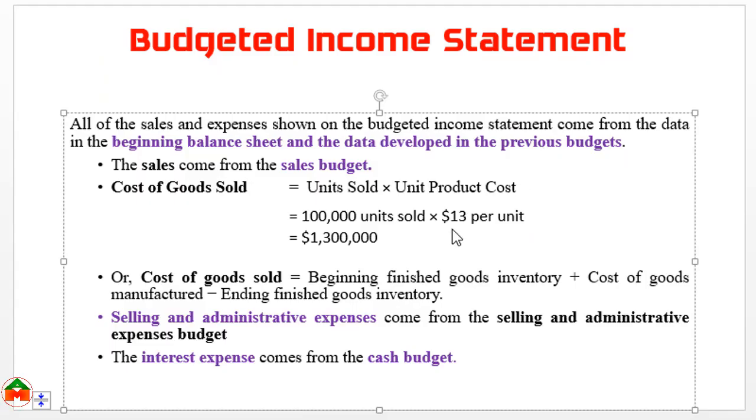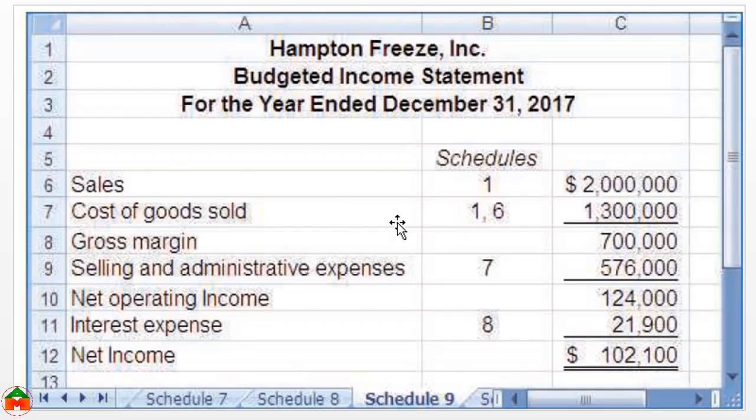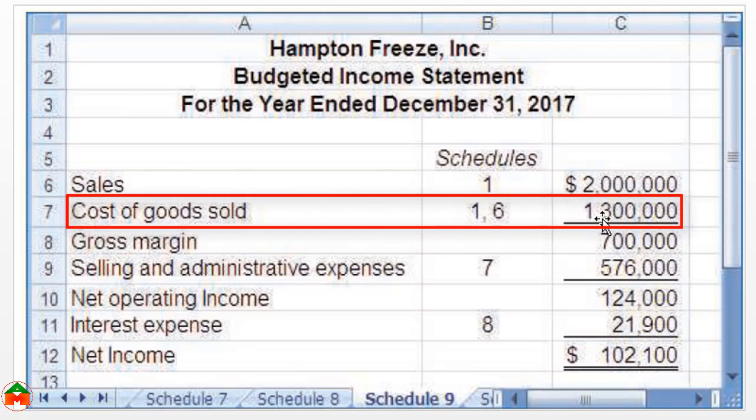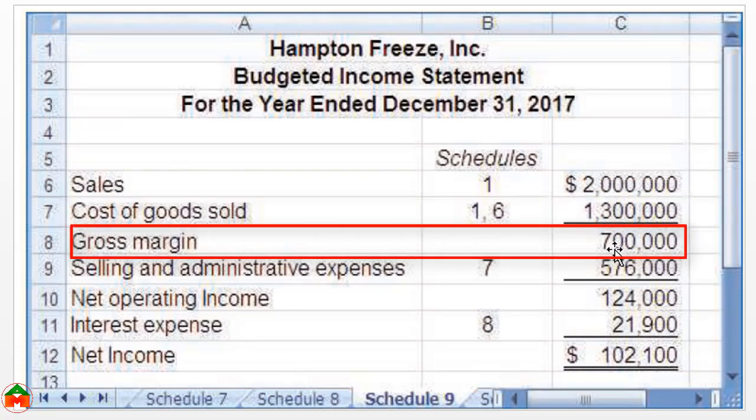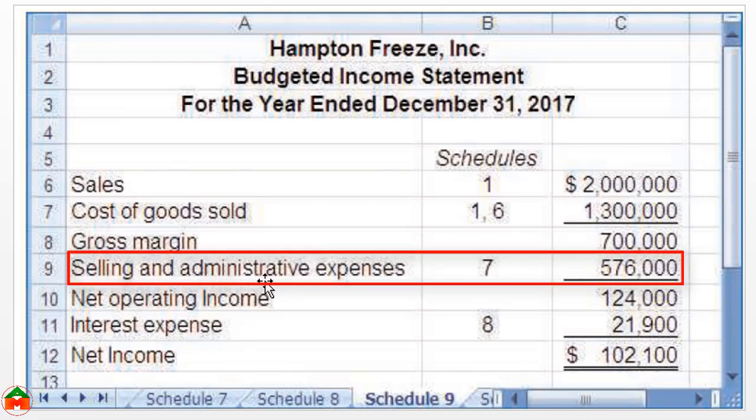That means by multiplying the 13 per unit product cost with the units sold, we will get the cost of goods sold. And if we deduct the cost of goods sold from the sales, we will get the gross margin, which is 700,000. And from this gross margin, we need to deduct the selling and administrative expense, and this amount can be found in the selling and administrative expense budget.